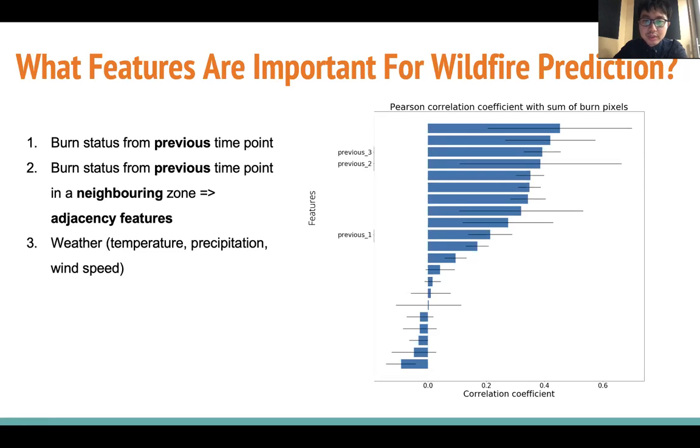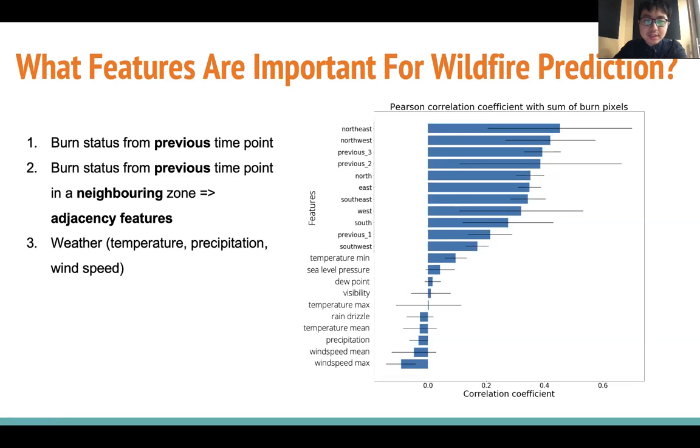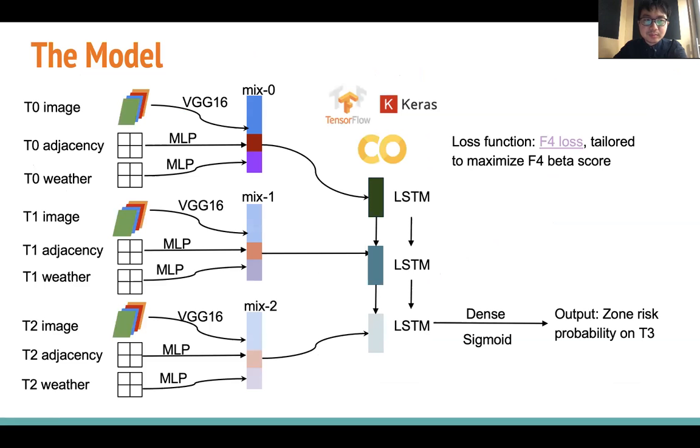Besides the temporal correlations, there's also a spatial correlation, which basically means that the burn status of a zone is dependent on the burn status from its neighboring zones, which is why I generated the adjacency features, which are basically the proportion of burn areas from its neighboring zones. Besides that, there's also a weather component, but it plays a less important role here. So my model has to incorporate all of these features.